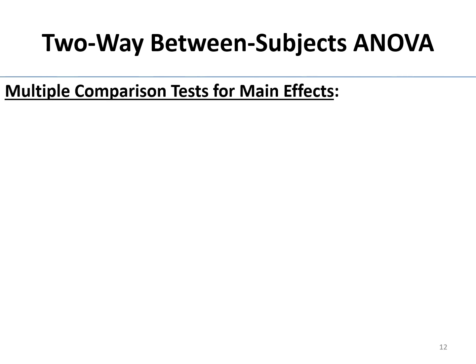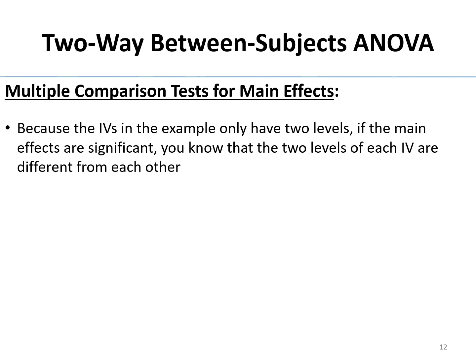So there are multiple comparison tests for significant main effects, just like when we did one-way ANOVA. Because the IVs in the example that we're going over now only have 2 levels, if you get a significant main effect, you know there's only 2 levels here. I don't need to do a Tukey or something funky to figure out exactly who differs from who. There's only 2 means. So if it's significant, see which one's higher.